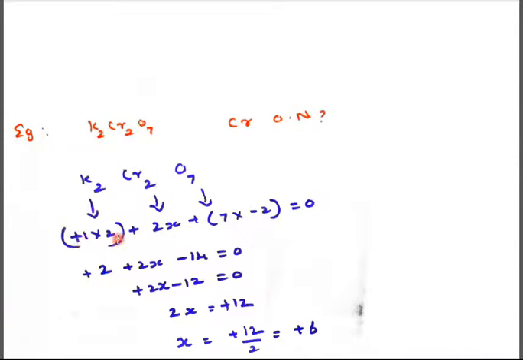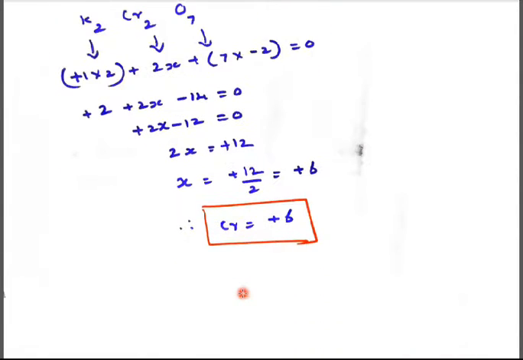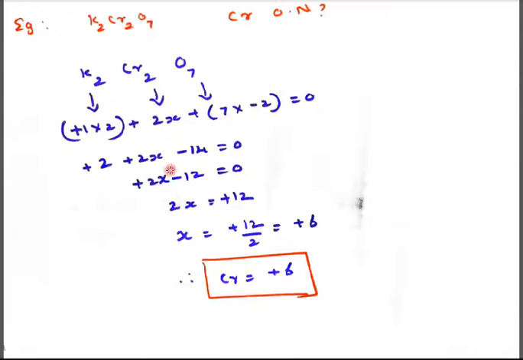So +1 into 2, plus 2x, plus 7 into -2, -14, equal to 0. +2 and -14 gives -12. 2x minus 12 equal to 0. Therefore 2x equal to +12. Therefore x is equal to 12 by 2, equal to +6. The one chromium valency is +6. This is the way of finding the valency of any element in a particular compound.